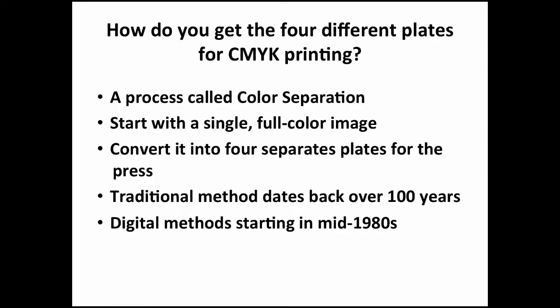You might be wondering how it is that you obtain those 4 different plates that are used for CMYK printing. This is a fairly complex process called color separation. Color separation refers to taking a single full-color image and separating it into the 4 plates that are used for the press. This was originally done using a photographic process that dates back well over 100 years. Then the traditional process was replaced using digital technology beginning in the mid-1980s.